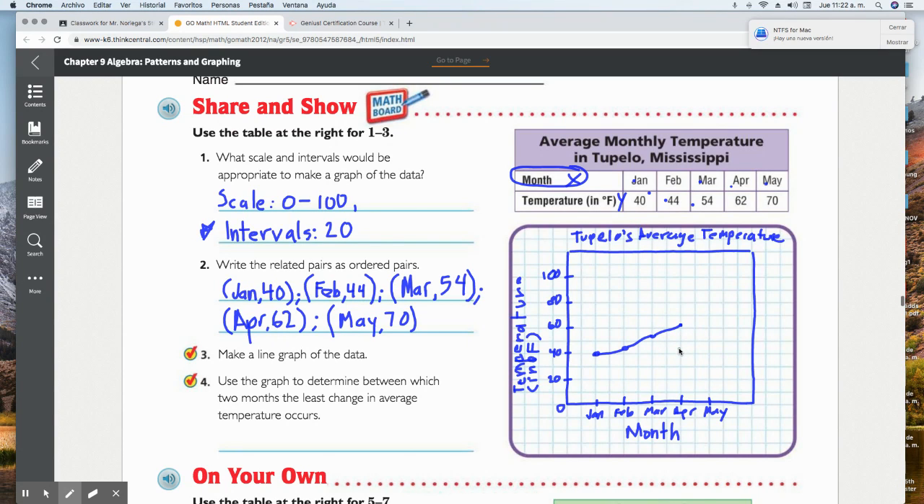And then the last one is May, 70. Between 60 and 80, that line represents 70. So I'm going to plot my point on that line, and then connect it with a line segment.